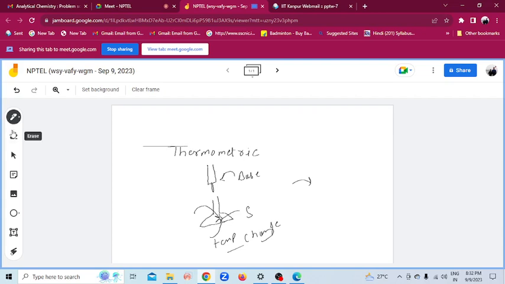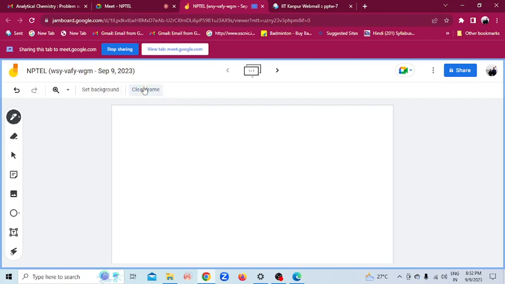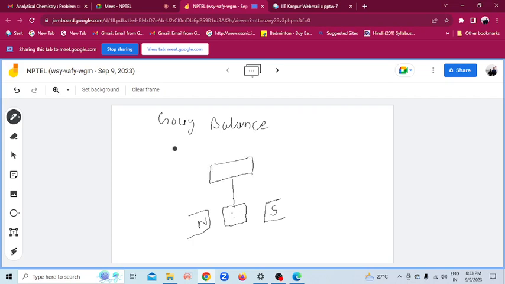Then one more point, it is known as the Gouy balance. So what the Gouy balance is, it will measure magnetic properties. Suppose this is your sample, and you are putting one magnet here, N and S. Suppose it is connected with a balance, this is the balance.